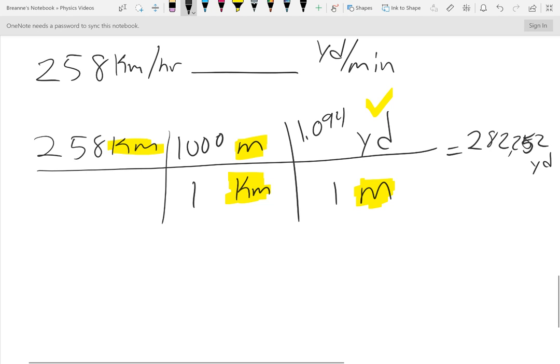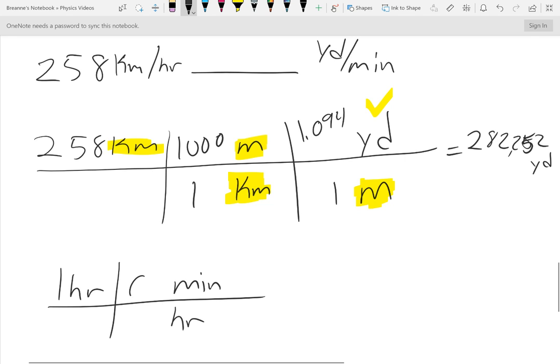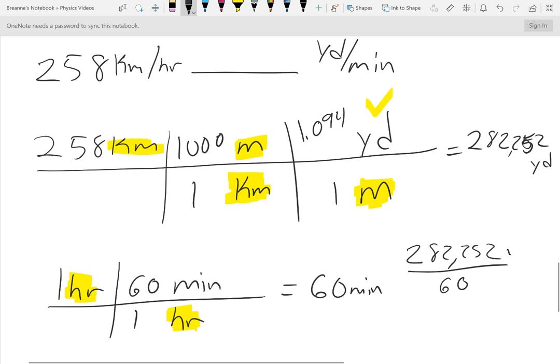Now let's focus in on the hour. There's not a number with hours, so we know it's 1 hour. We're trying to get it to minutes. We want hours to go away, so hours have to go on the bottom. We know there's 60 minutes in an hour. Our hours cancel. So we're just left with 60 minutes. But we want yards per minute. So what do we need to do with those two numbers? Divide. So we have this horrible number, divide by 60, but that is yards per minute.